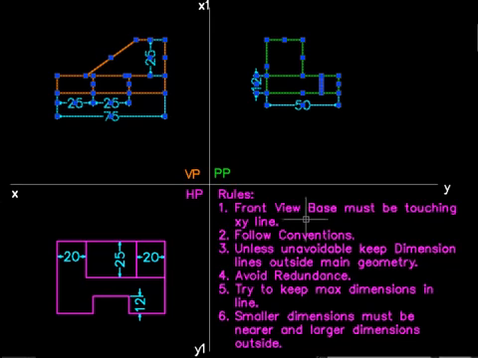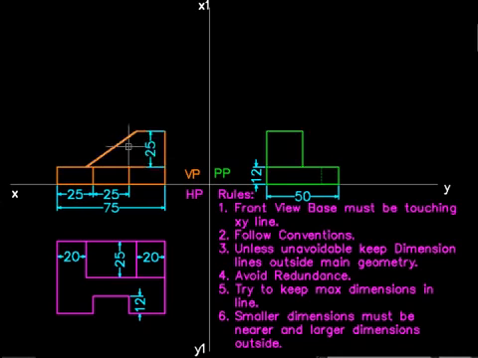Next, coming to the first point here, the front view base must be touching the XY line. The base of the front view we have here has to be touching the XY line. That's because the object is going to be assumed such that it is resting on the ground. So whenever the object is resting on the ground, the base of the front view is naturally going to come on the XY line. So the base of the front view has to be drawn on the XY line.